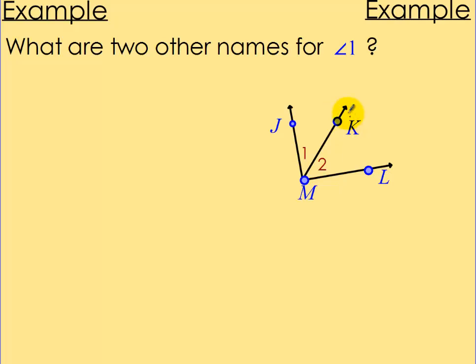Alright, let's try this. What are 2 other names for angle 1? Angle 1 is right here. So another name, we can always use JMK, because that's the angle right here, so angle JMK. Another way, we can always flip that and go KMJ.